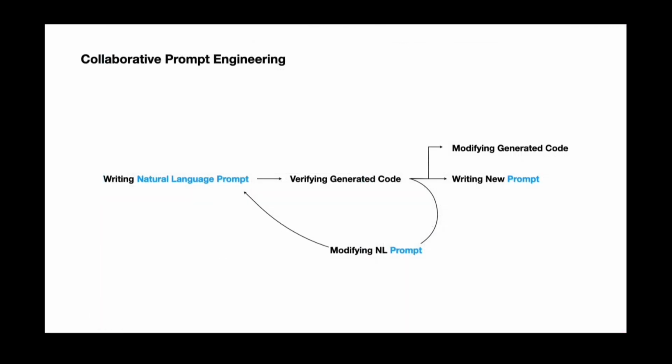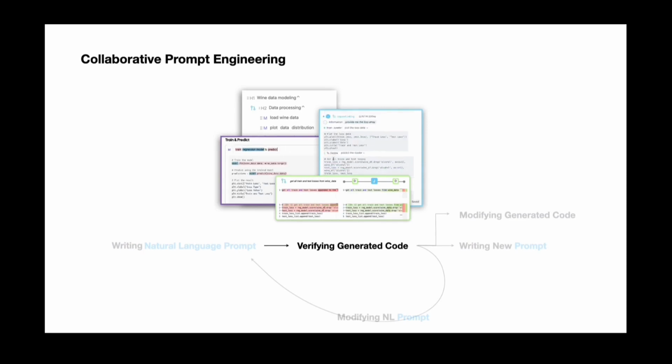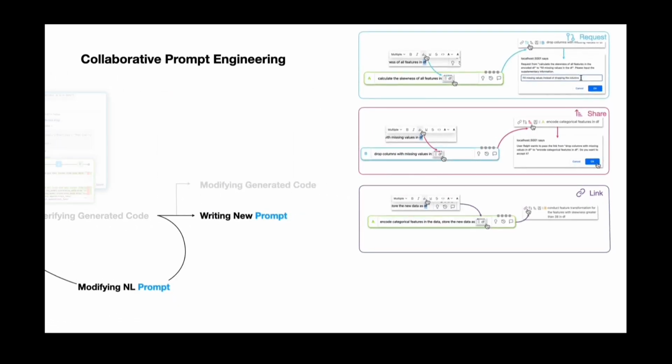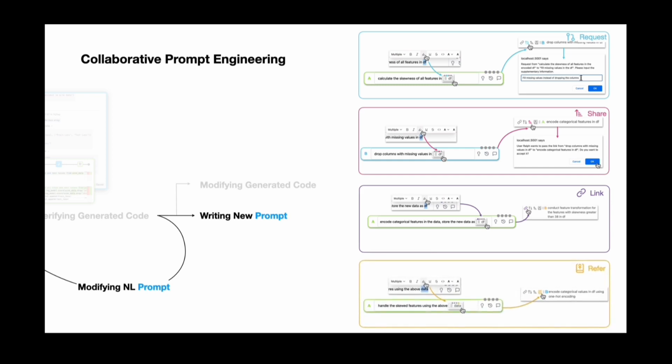In summary, CoPrompt introduced designs that assist programmers in comprehending collaborators' tasks and provide four mechanisms: request, share, link, and refer, designed to assist programmers in sharing information and leveraging collaborators' work to perform collaborative prompt engineering.